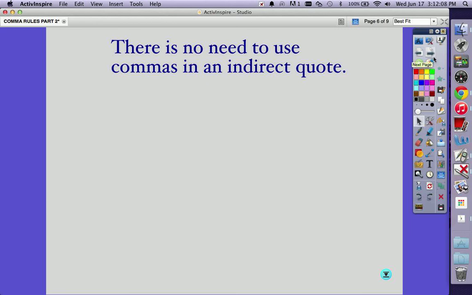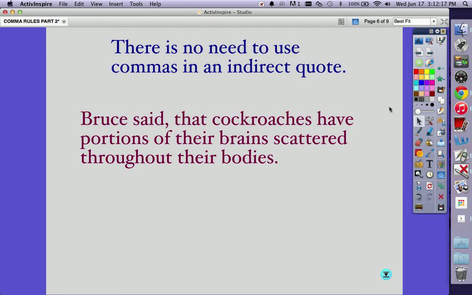Oh, I guess before we go on to our next rule, we need to have a note, a clarification that you don't need to use commas when you're quoting something indirectly. So, for example, I could say something like, "Bruce said that cockroaches have portions of their brain scattered throughout their bodies." The way that this is written is incorrect because I'm quoting indirectly.